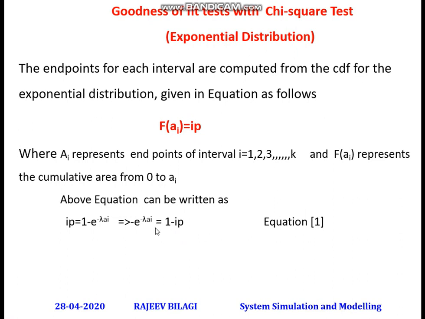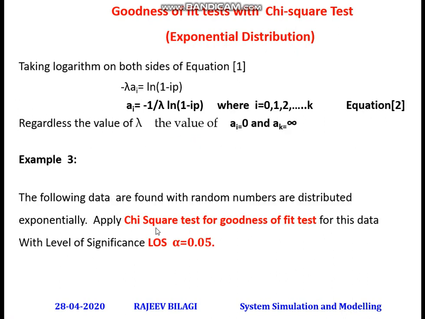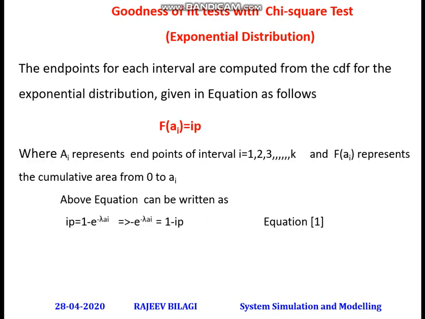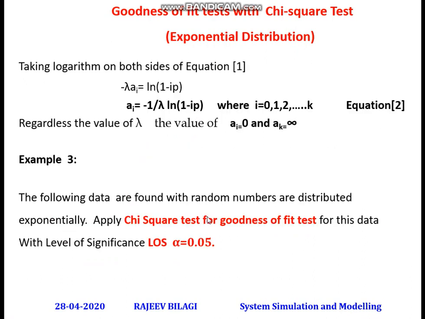Now I need to find out what would be the value of a_i. To get this, I have to apply logarithms on both sides of equation 1. So we are going to get a_i equal to minus 1 by lambda ln of 1 minus i p, where i is equal to 0 to k. Now you have to remember, if you want to have class interval 10, then the value of k should be 10. That is 0 to 10, including 0 and the last one.